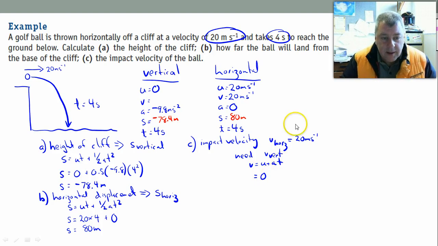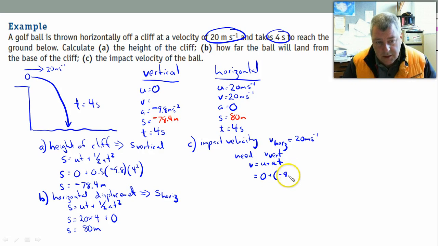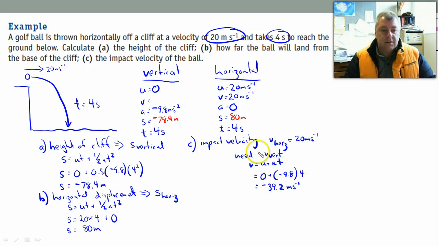Okay, that was close. 0 plus, now this is going to be minus 9.8 times T, which is 4. So there we're going to get minus 39.2 meters per second to the minus 1. So that's the final vertical velocity.